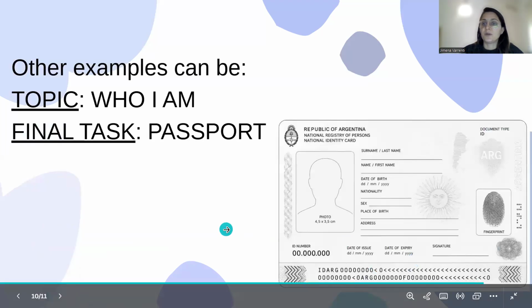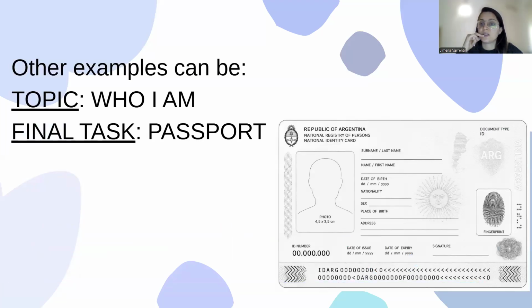And the last example of this video is that I have a unit which is called Who I Am, and we talk about the verb to be, personal information, countries and nationalities, numbers, and as a final task, my students create a passport. And so they complete it with their real information, because anyway, the passport is not going anywhere. It is something for us inside the classroom.